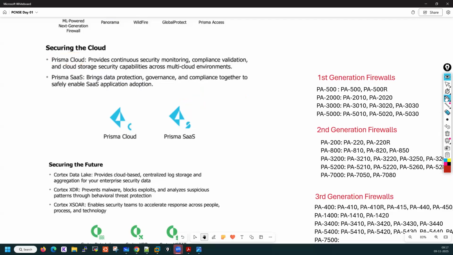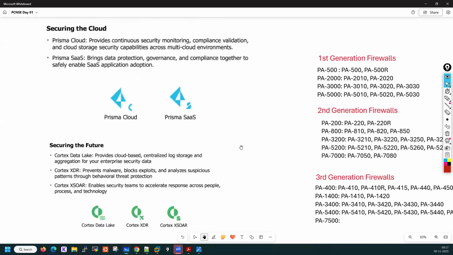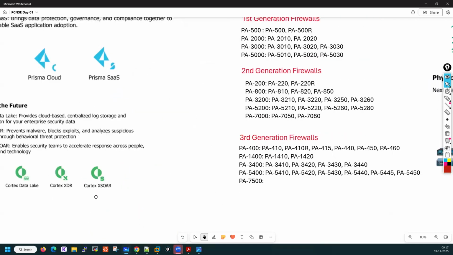And for securing the future, they have Cortex Data Lake and Cortex XDR, which prevents malware, blocks exploits, and analyzes patterns through behavioral threat protection. Cortex XDR enables security teams to accelerate the response across people, process, and technology. Cortex Data Lake is for the logging solution, XDR for endpoint security. Okay.